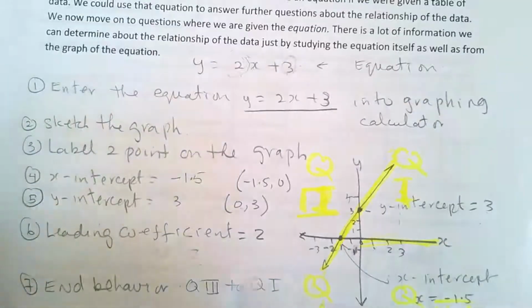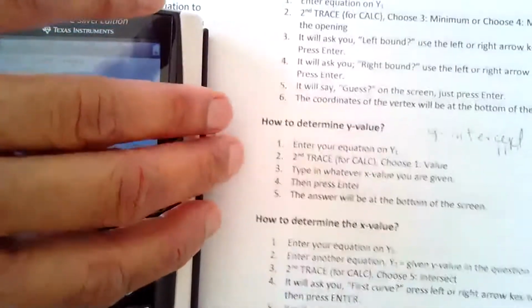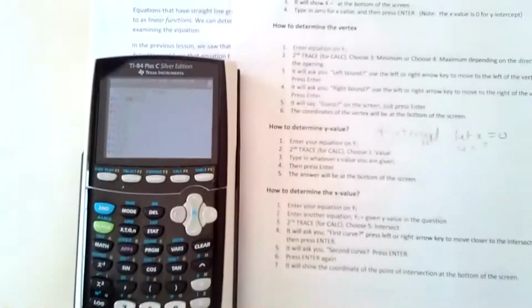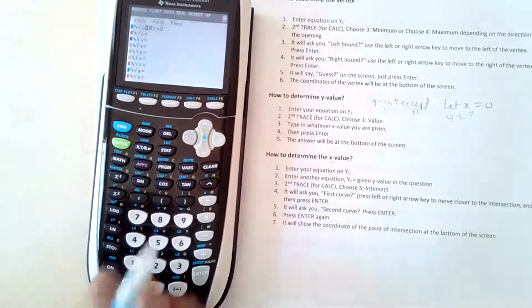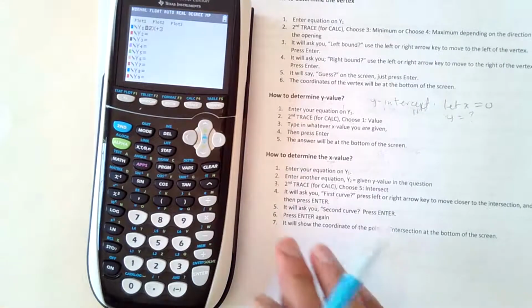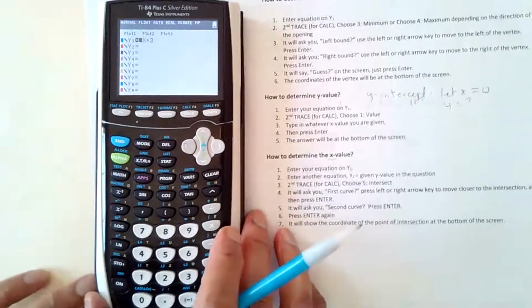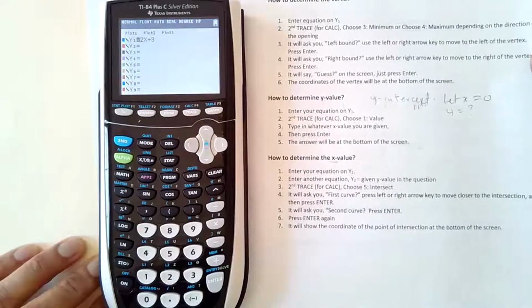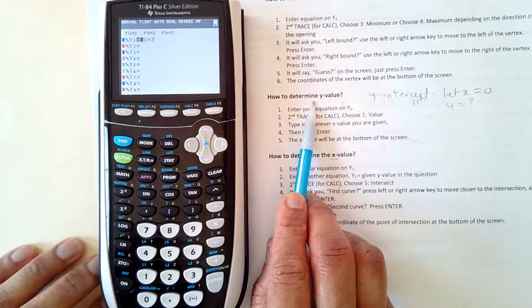So from our Desmos, we said the y-intercept was 3. So let's see if we're going to find the same value. We should, or else we are in trouble. So I'll zoom back out so you can see whatever key I'm pressing. We already have our equation, which we put into our calculator at the beginning. Now we are going to follow the steps to determine the y value for the y-intercept.